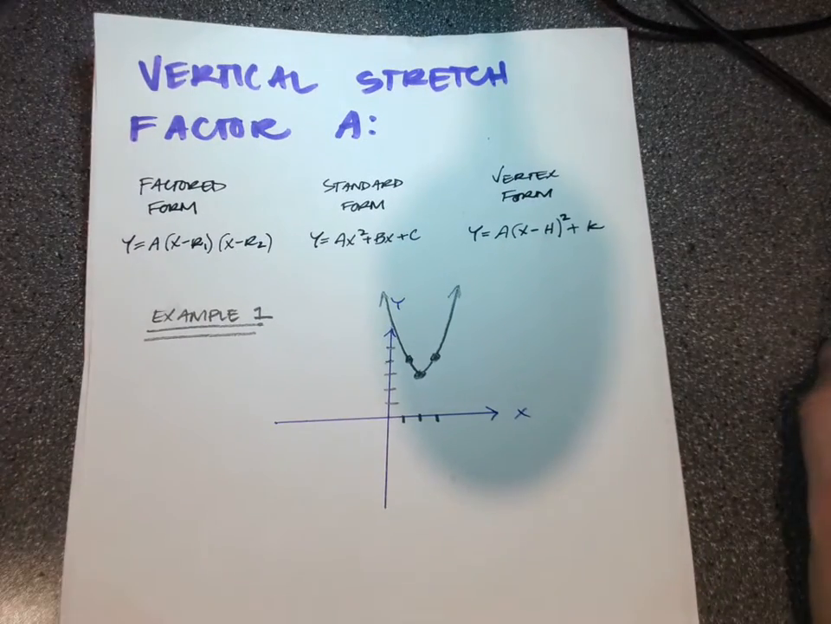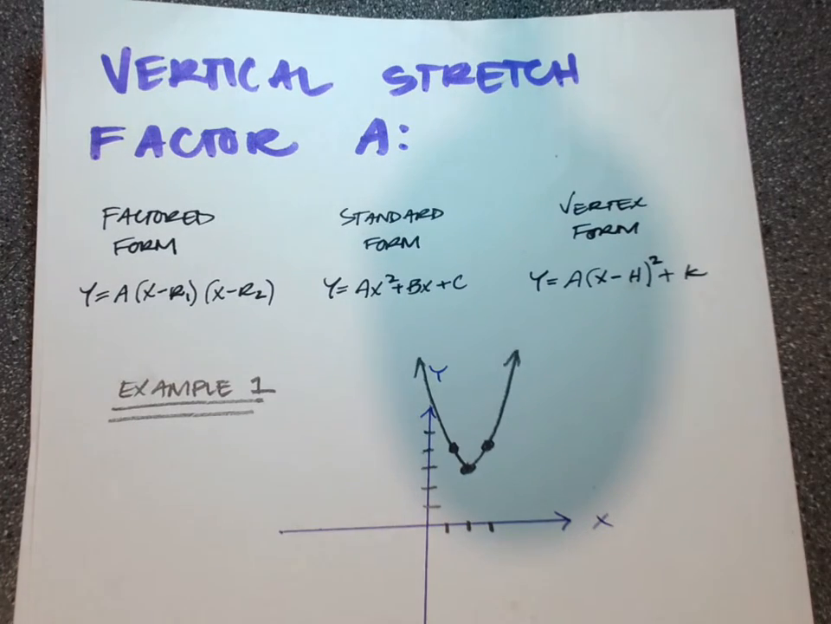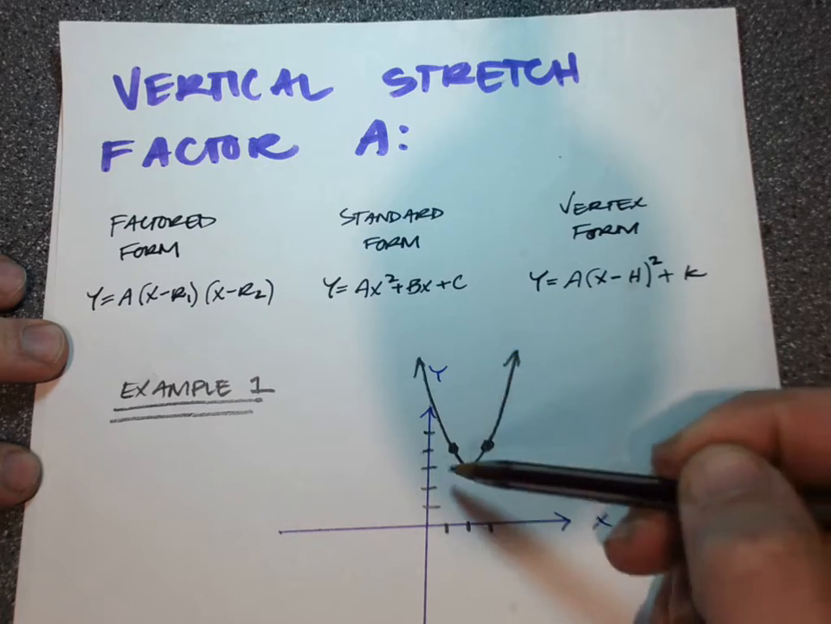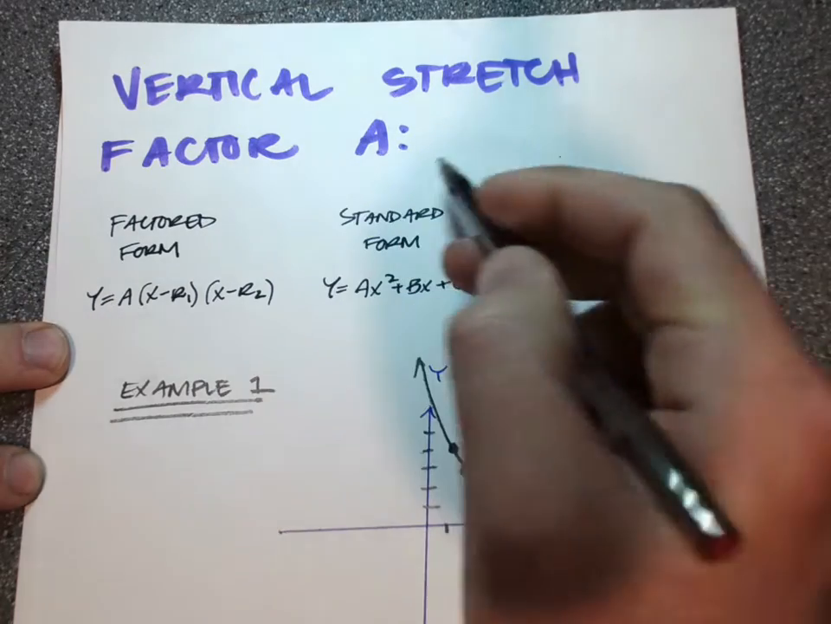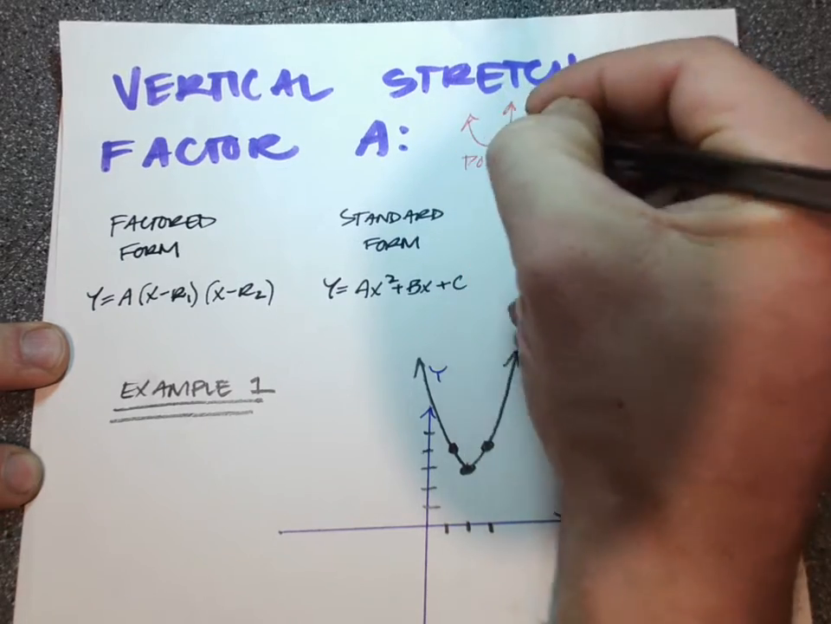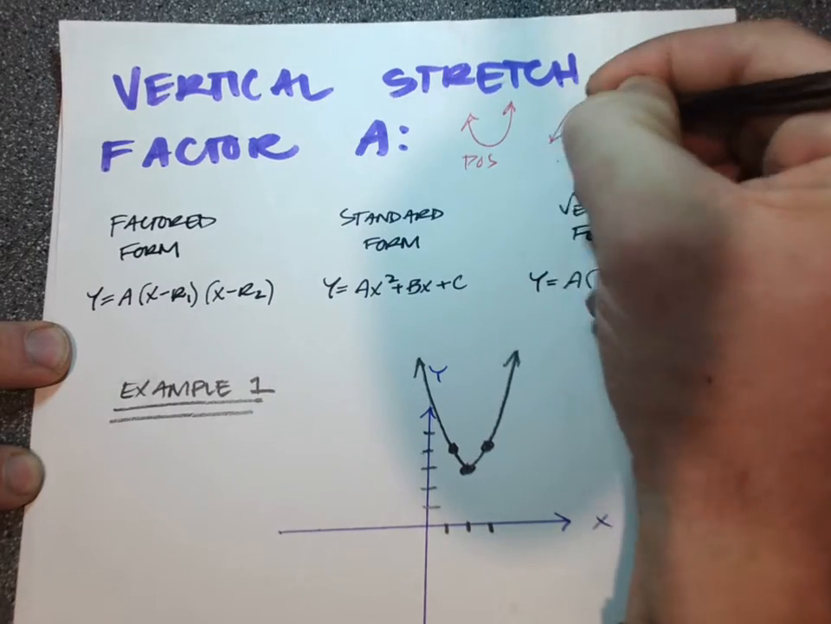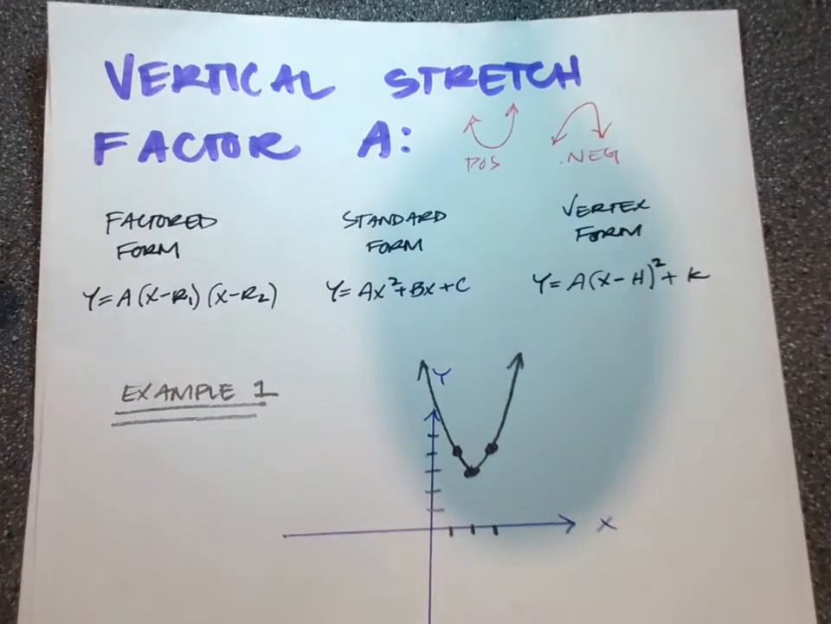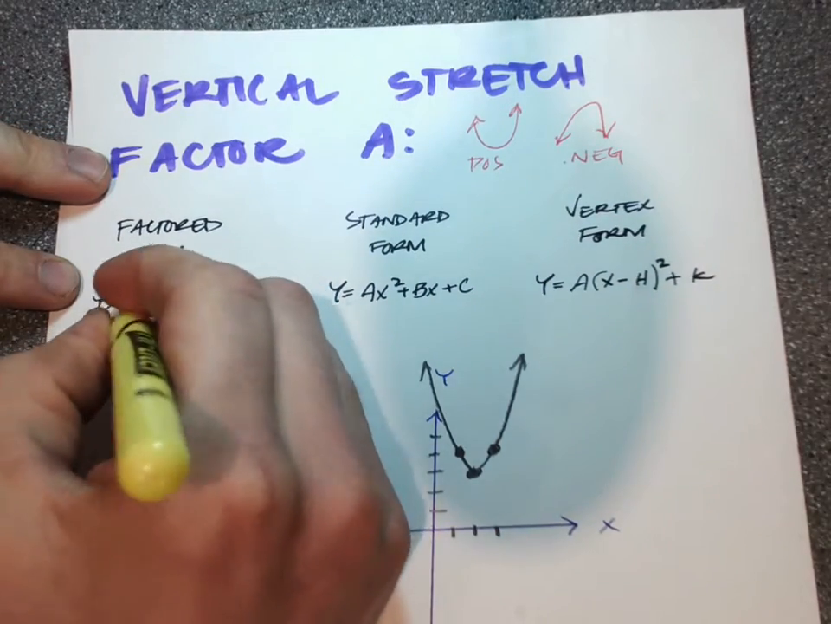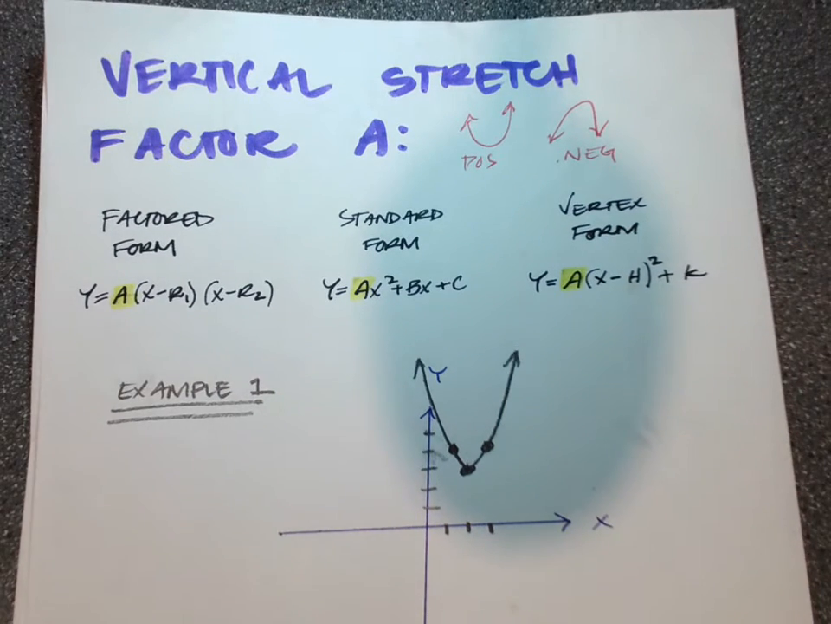A few things you need to know about vertical stretch when writing equations. Vertical stretch factor determines how stretched out this parabola is going to be. By the way, positive a values produce smiling parabolas, and negative a values produce frowning parabolas. And I'm referring particularly to this value in each of the equations.